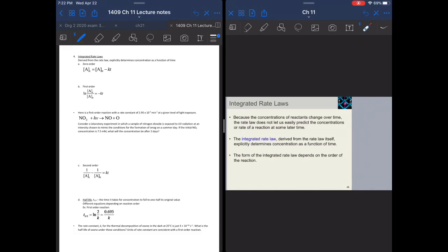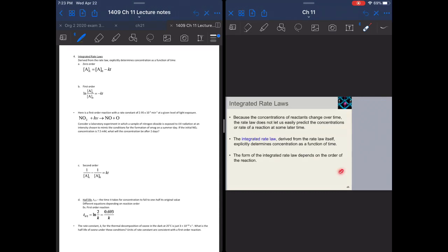In the last portion, we were looking at differential rate laws, which take a look at initial rates based on certain concentrations. But we know over time, as a reaction moves forward, those concentrations are going to change. The differential rate laws that we looked at in the previous video don't predict what happens at some later time. An integrated rate law is going to talk about concentration as a function of time. So it will explicitly tell us how concentration is going to change. And this is what is known as an integrated rate law.